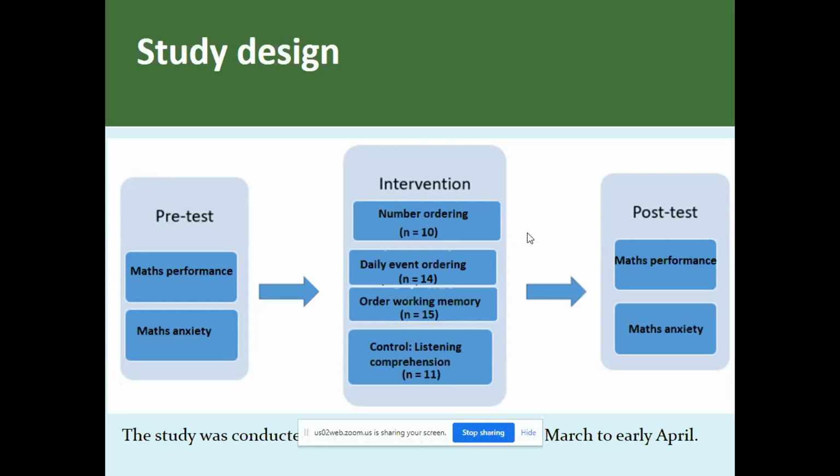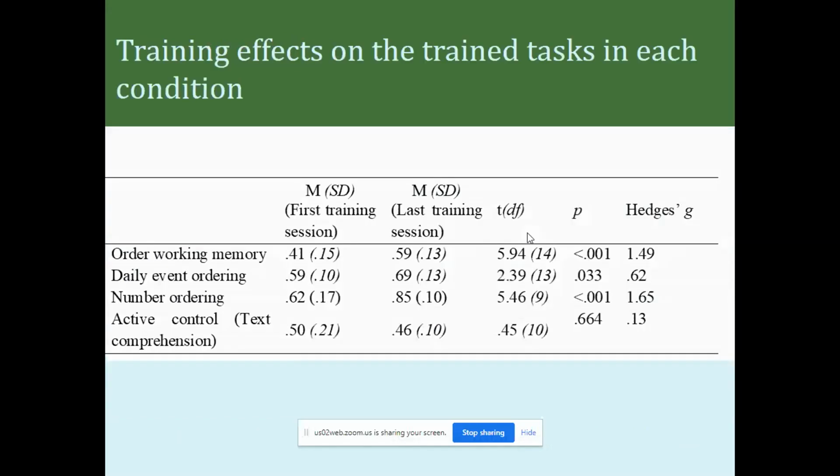In addition to the 3 training conditions, we had an active control condition where children performed a listening comprehension exercise. They were presented with a different story each time and had to answer some questions about the story. We didn't expect them to develop a new skill because it was a new task each time; it was more just to have some kind of activity with them for the same amount of time. The study was conducted between late March and early April during the first year of children's primary school education.